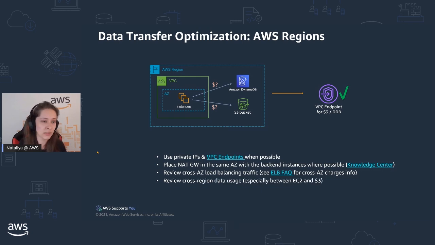And also, cross-region data usage. One of the common mistakes that some customers make, often between EC2 and S3, is that they have EC2 in one region, and then they go to the S3 console and accidentally create the bucket in a different region. They start sending traffic and they start getting charged, which is sometimes unexpected. So it's a good idea to review that in advance. If you want EC2 instances and S3 buckets to communicate, and if it makes sense from your application perspective, then have them in one region.